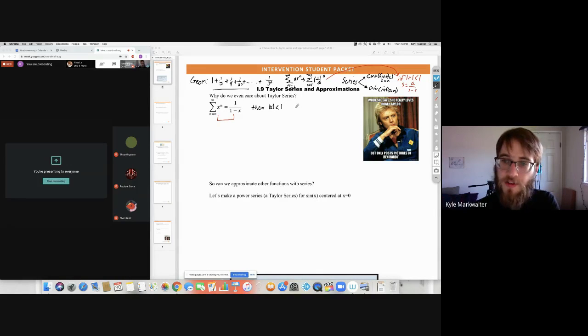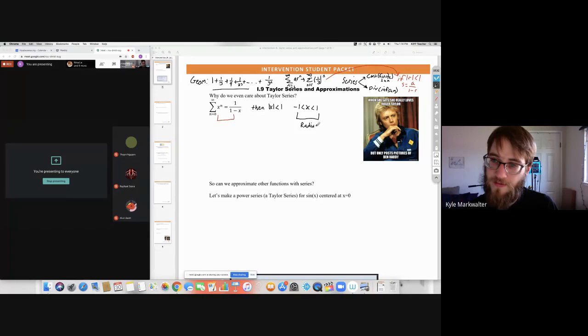Right? In other words, x has to be between -1 and 1. Okay? X has to be between -1 and 1. Now, this might seem like almost like a small thing, but this actually teaches us a whole lot mathematically about what series can do. We call this the radius of convergence.